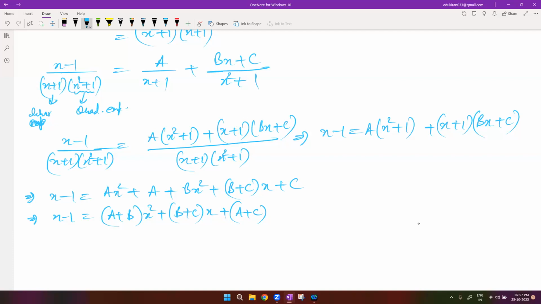So the coefficient of x square in the left hand side is 0, in the right hand side it is a plus b, right? So the first equation is that your a plus b must be 0. Then the second equation is your b plus c, that is the coefficient of x, must be equal to the coefficient of x in the left hand side, which is 1. And third will be that your constant term must be equal to minus 1.